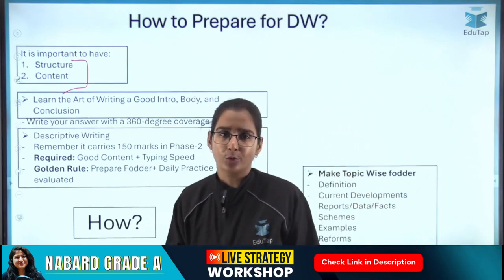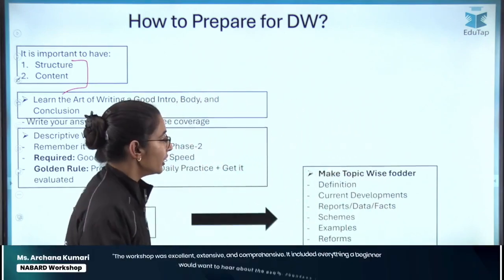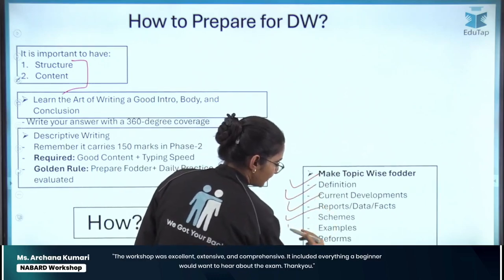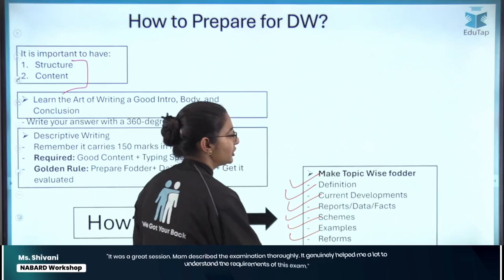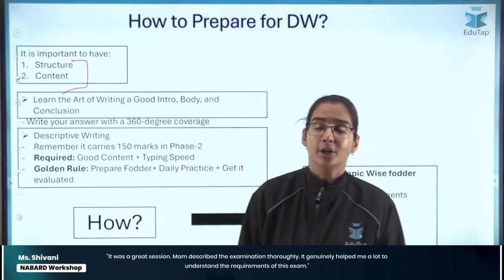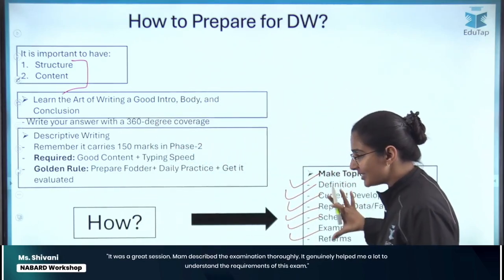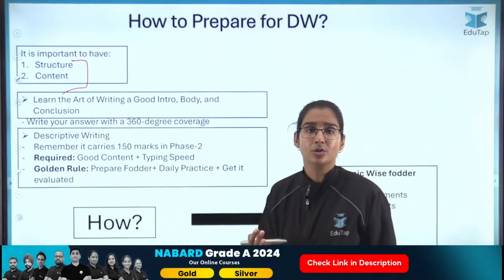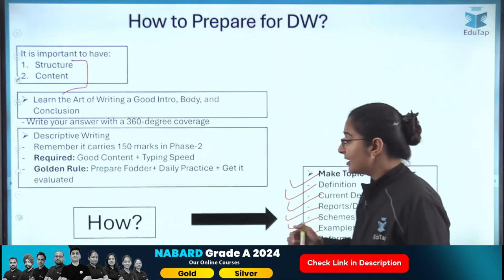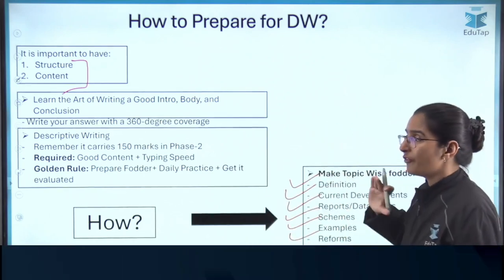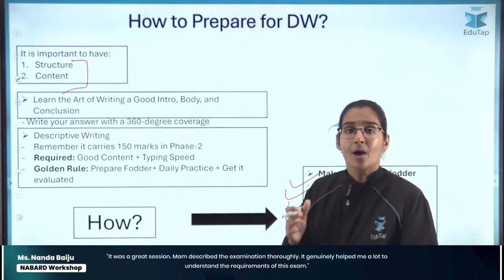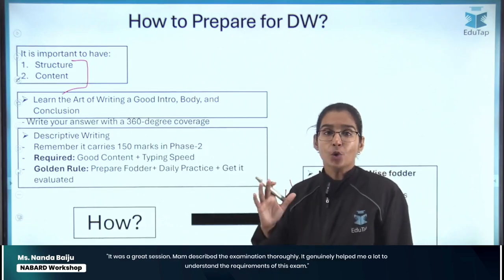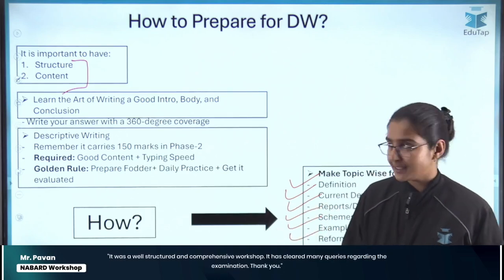What do you have to do to make sure that your content is good? You should know the definitions, the current developments, the reports, the schemes, examples, reforms, and the challenges of each topic, right? These are the facets, not limited to the points I have mentioned. There can be additional things also, like the benefits, but this is how you have to prepare the fodder material for each and every topic. Once that fodder material is prepared, then you can go for the answer writing practice, right? That is how you are going to do the descriptive answer writing also.